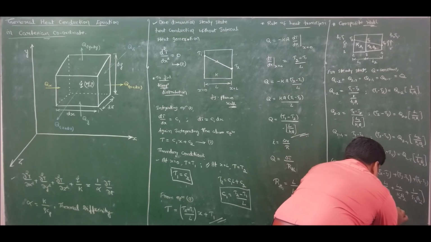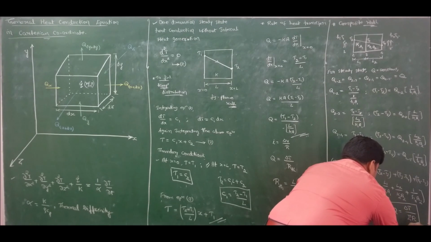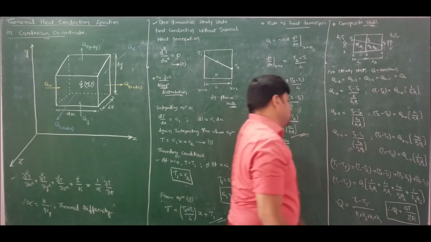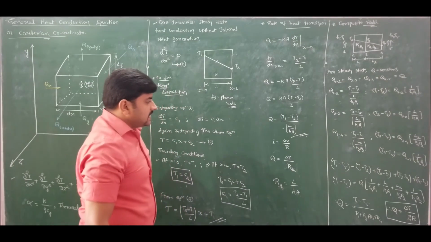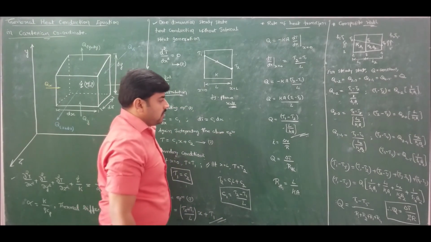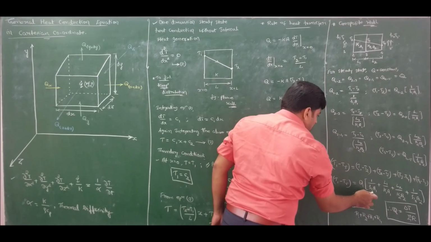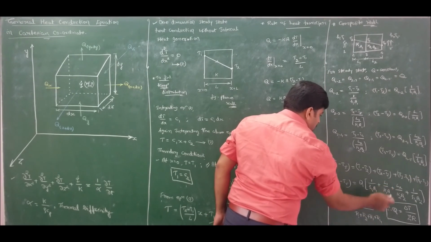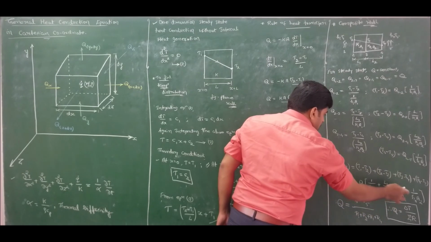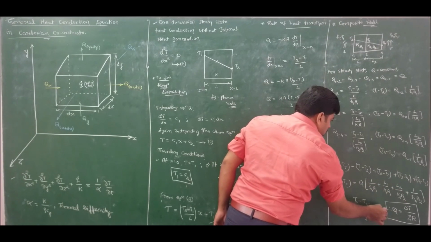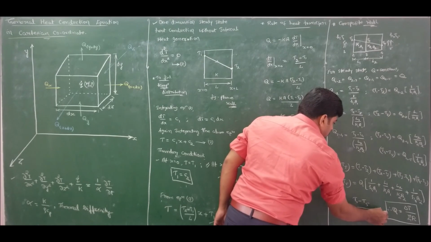So in general we can write Q is equal to delta T by the summation of resistances, that is resistance due to convection and conduction resistances. So this is the general expression for heat transfer through a composite wall, where R1 corresponds to 1 by Hi A1, R2 corresponds to L1 by K1 A1, R3 corresponds to L2 by K2 A2, and R4 corresponds to 1 by Ho A2.